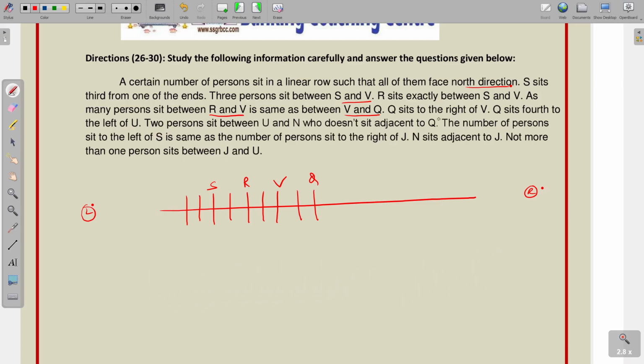And next, Q sits to the right of V and Q sits fourth to the left of U. So Q is fourth to the left of U, 1, 2 and 3. It is U, 1, 2, 3, 4. Next, two persons sit between U and N, who doesn't sit adjacent to Q. So between U and N there are 2 persons, and N is not adjacent to Q. So 1 and 2, here N is placed. The number of persons to the left of S is the same as the number of persons to the right of J. So to the left of S there are 2 persons, then to the right of J there will also be 2 persons.